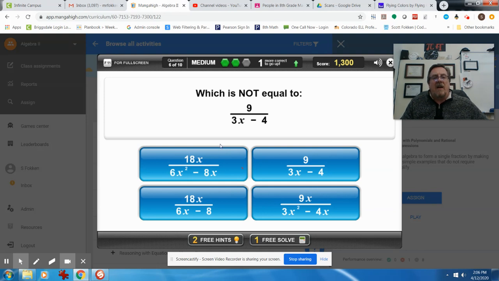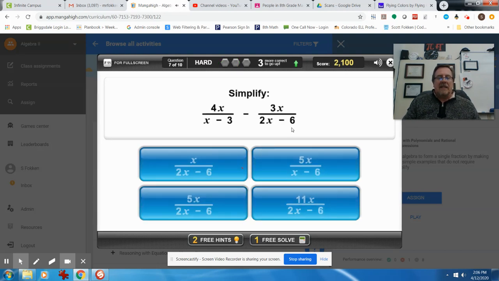Well, let's find out. This one here, if I multiplied the top by 2x, that would become a 6x squared, and that would become an 8x. This one here is just the same. This one here, what would I have to put on the top? We got to multiply by 2x. And if I did that, the bottom wouldn't look like that. So I'm going to say this wouldn't be equal. That's not the same.